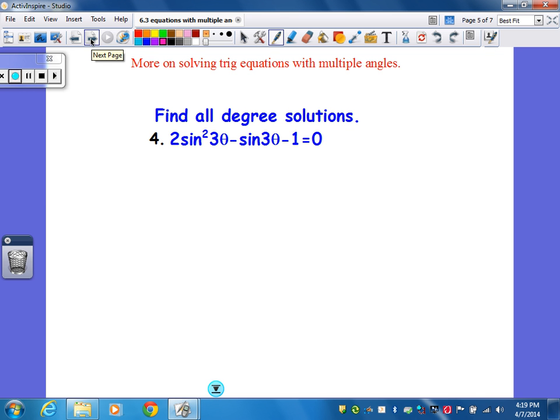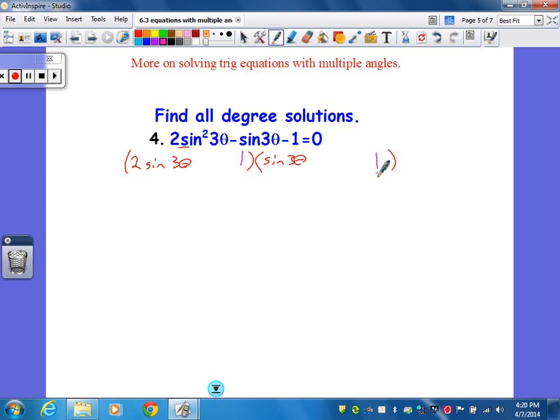Okay, now we want to find all degree solutions. Right away, first thing I see is the 2 here and nothing there, but we have a like term there and there. So I'm thinking I should be able to factor this, and looking at it, I can. So first thing I want to do is write my 2 sine 3 theta, and I'm going to write my sine 3 theta. That way I can get my first term right away. So now I need 2 terms that multiply to become 1, which is just going to be 1 and 1.